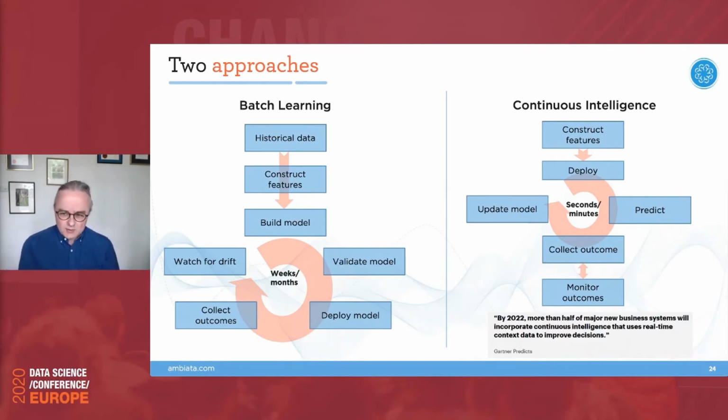The continuous intelligence algorithms are different, and they solve this cold start problem differently. You construct features, you deploy your model not knowing anything about how your customers respond. You make some predictions, which are by their nature uncertain. You collect some outcomes, and you update your model immediately. And you run that in a loop, continuously improving your model. And throughout, you monitor outcomes.